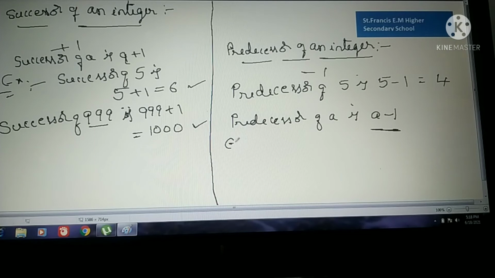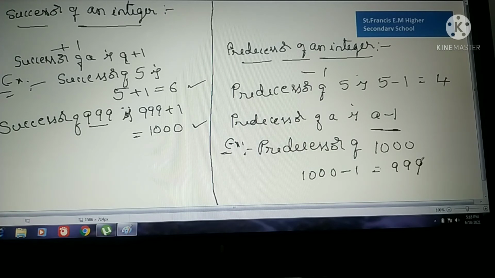Okay. So another example, see here. Predecessor of 1000. What will be this one? 1000 minus 1. What you get here? 999. Once you observe this example also, successor of 999 is 1000 and predecessor of 1000 is the before number, that is 999. Okay, now predecessor of 1000 is 999. Understood? Yes.